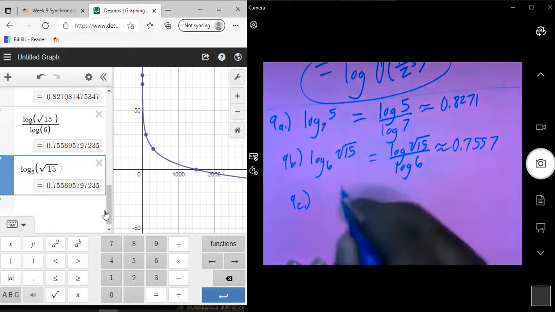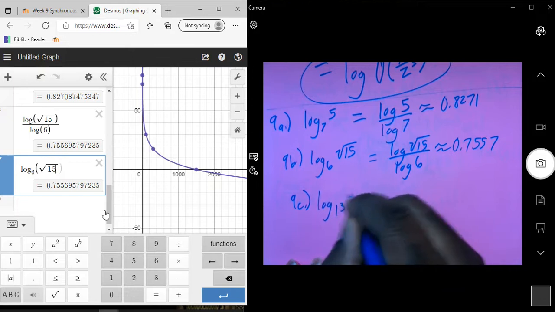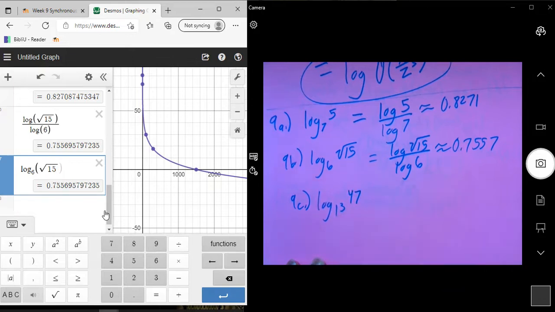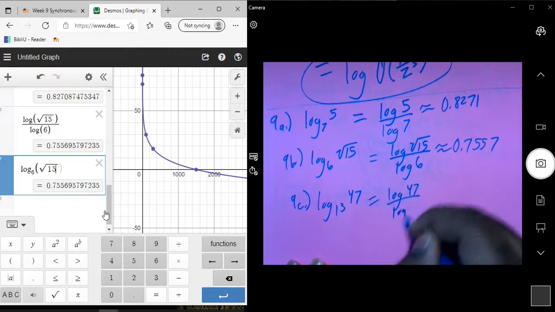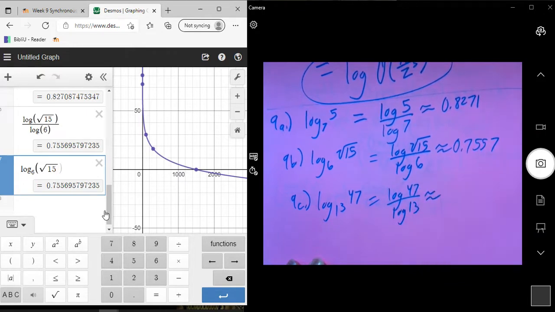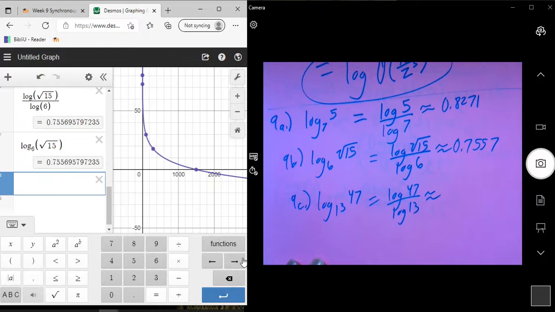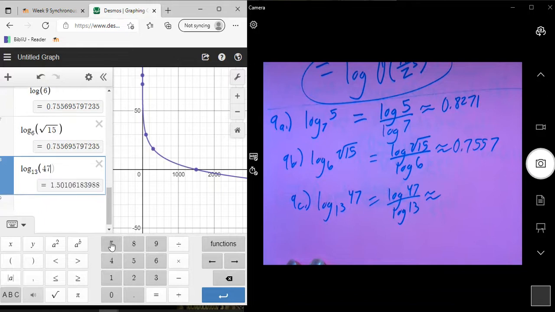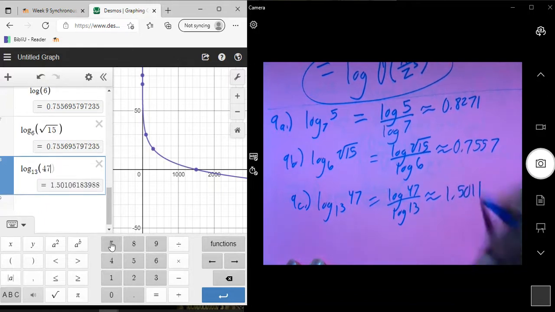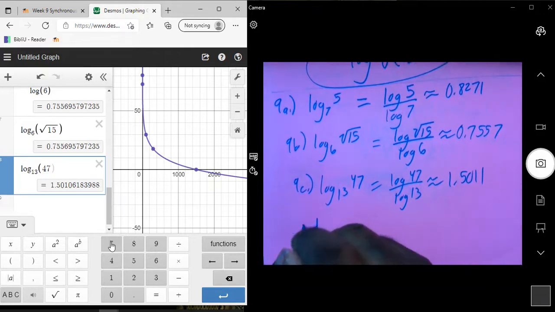Now what I'm going to do, I'm not going to keep typing this in the calculator. I'm just going to write it out in the change of base formula, but then in the calculator, I'm just going to do it using the base. So it'd be log of 47 over log 13. Then we could just put it in as log, it'll be base 13. And then it'll be 47. So it'll be 1.5011.